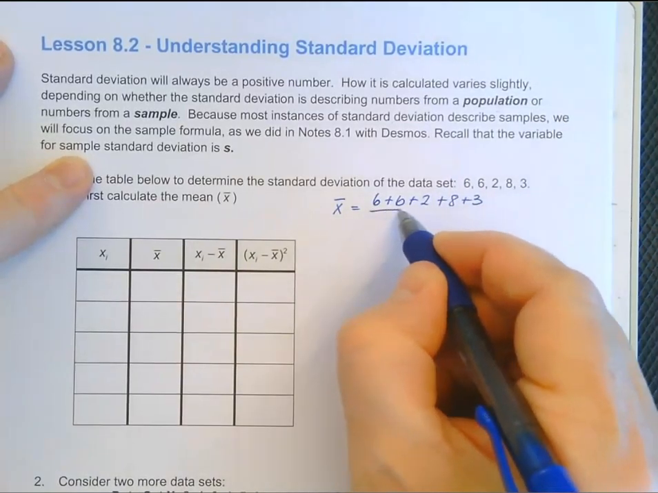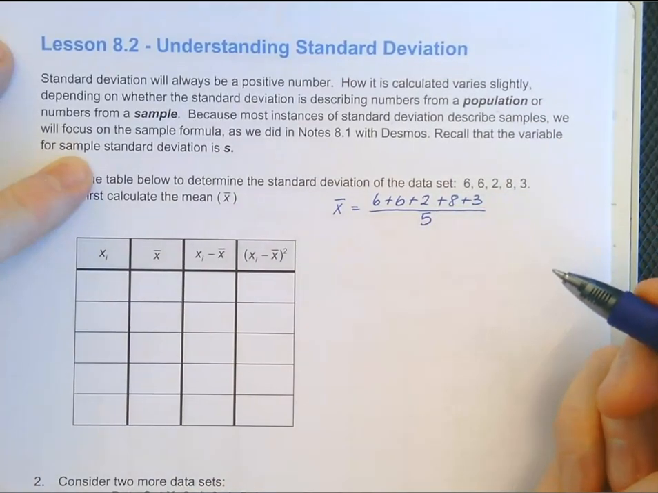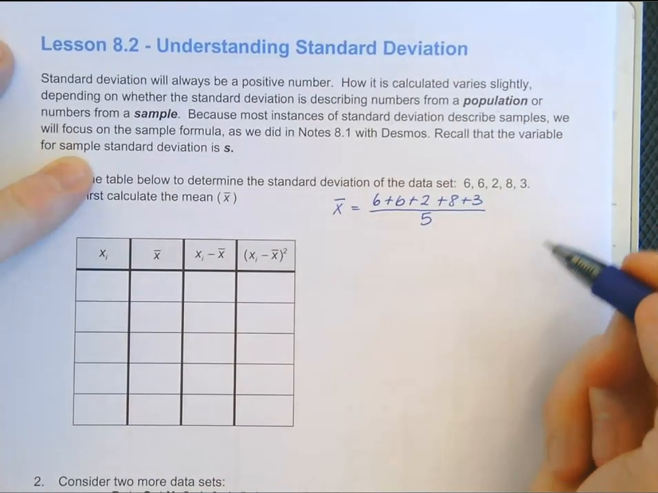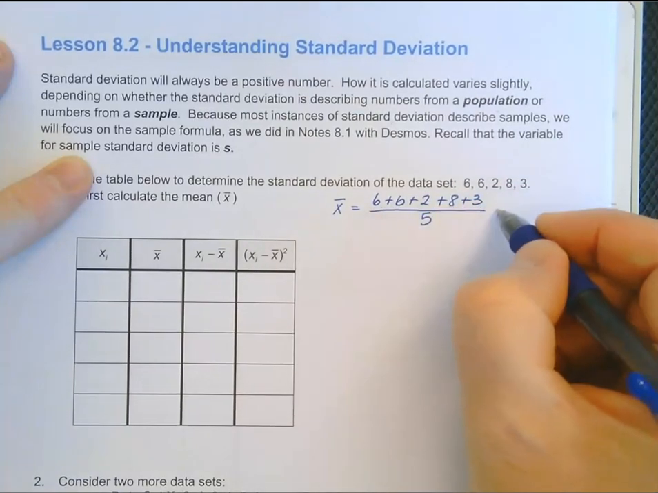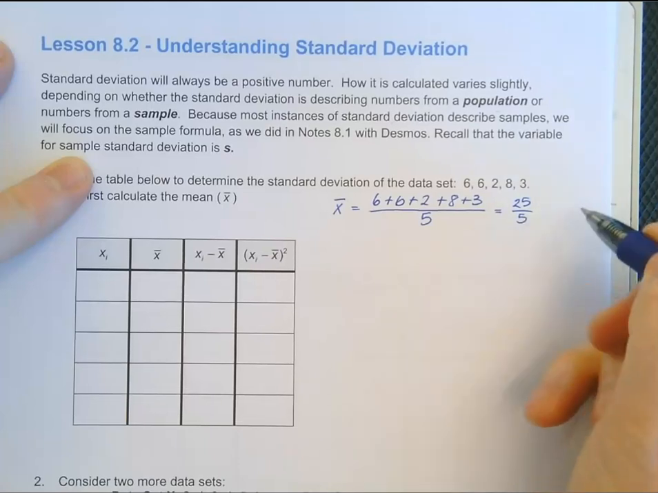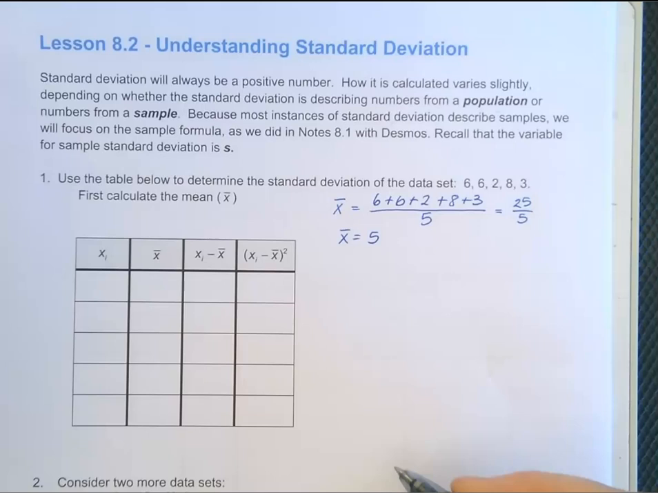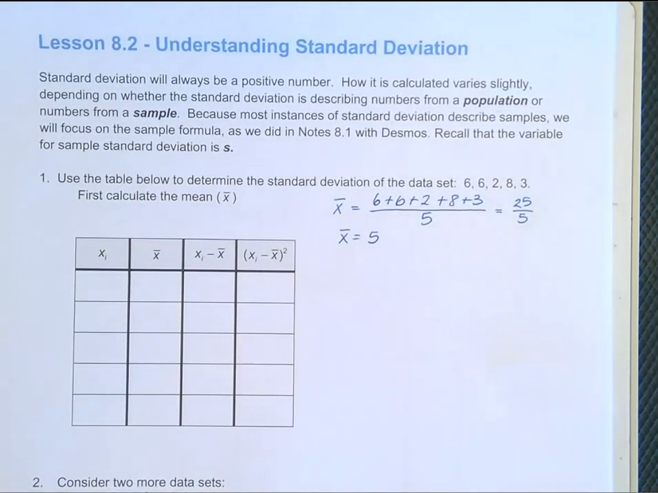And you can see that you have 5 numbers here, so we'll divide by 5. And when you add those numbers together, you get 25 over 5. So the average is 5. Are we okay with that?